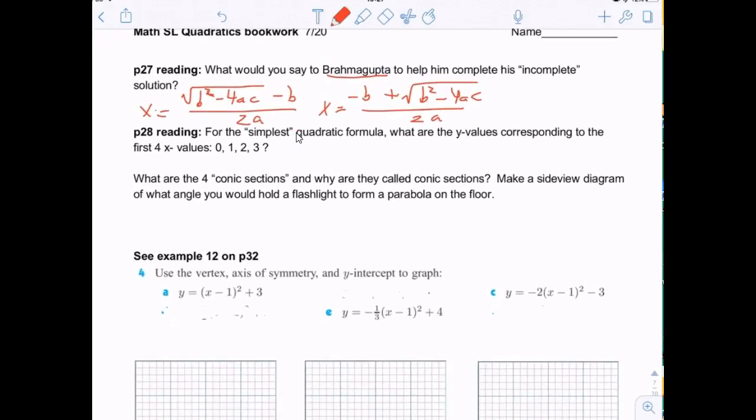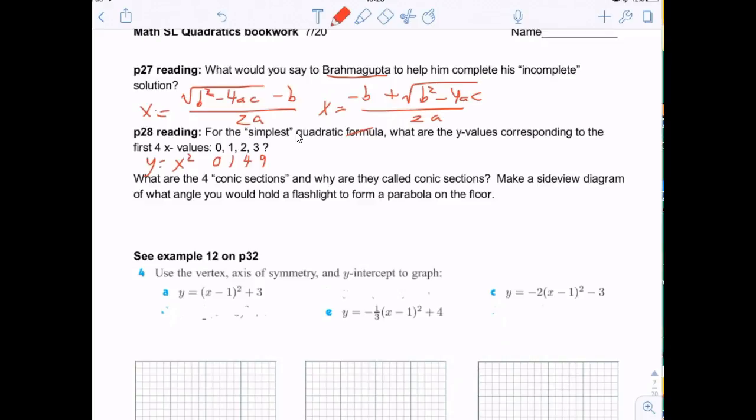For the simplest quadratic equation, what are the y values corresponding to the first four x values? 0, 1, 2, 3. For the x values 0, 1, 2, 3, you will have the y values, and remember y is equal to x squared. The values would be 0, 1, 4, 9, right? That's pretty easy to remember, or you don't have to remember it, just calculate.